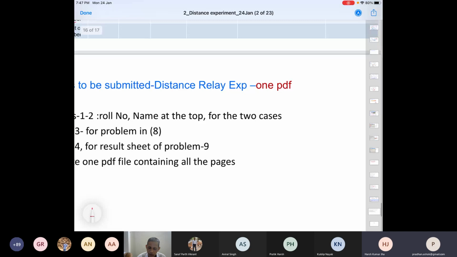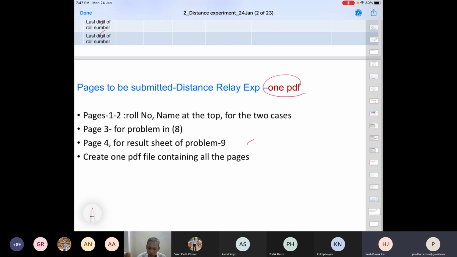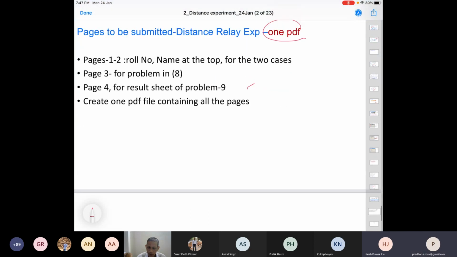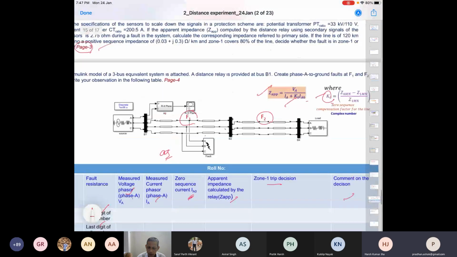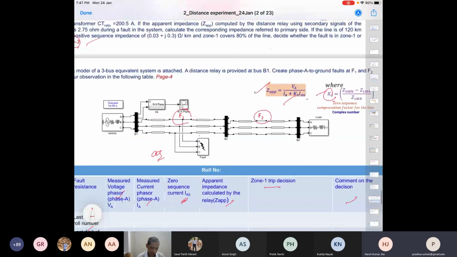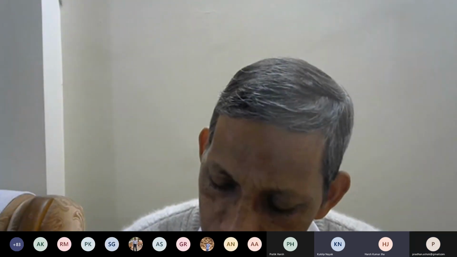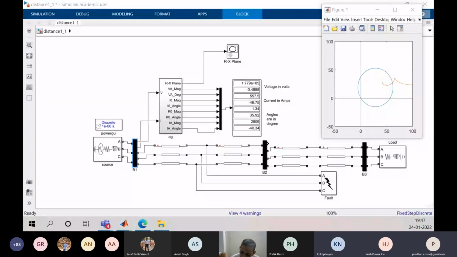You can create a PDF file to submit. Any questions on this? Kuldeep, are you available? Yes, sir. Now Kuldeep will show that demo on the simulation.